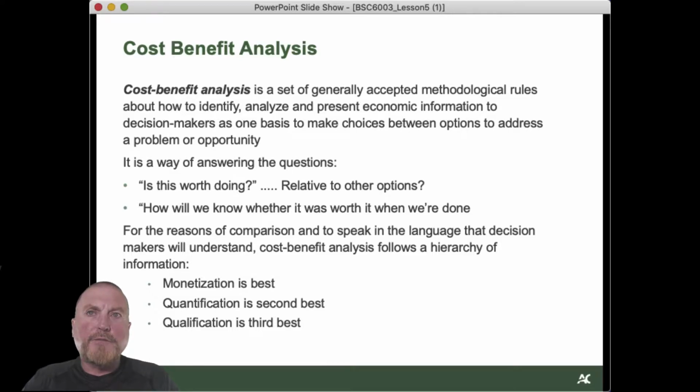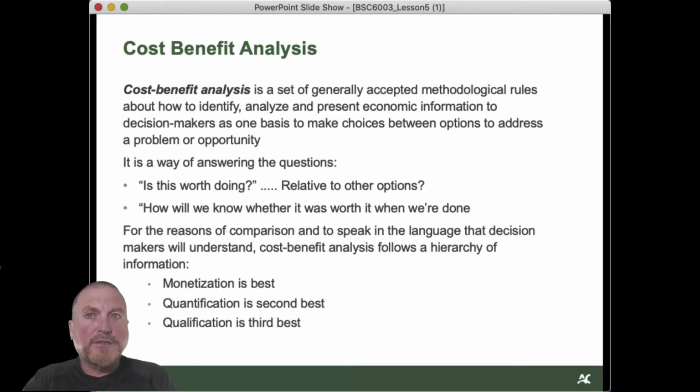Okay, so cost-benefit analysis is a generally accepted set of methodological rules about how to identify, analyze, and present economic information to decision makers as one basis to make choices between options to address a problem or an opportunity. A problem or an opportunity. All right, so energy management can be either of those things, right? We're really not competitive on energy, we have to do something. Or if we did this, we would be that much more competitive on energy relative to measures that are coming for greenhouse gas control or vis-a-vis our competitors or whatever. So it's always a problem or an opportunity. In some cases, it can be both, obviously.